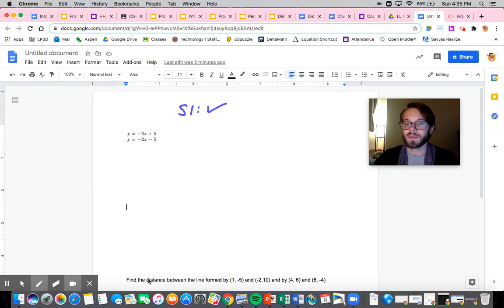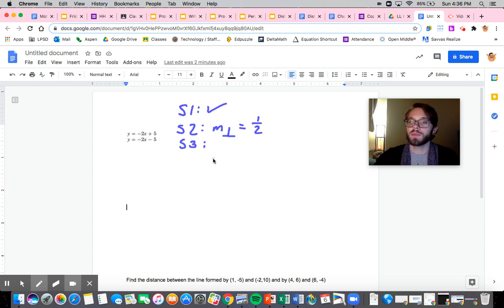So here's what we're going to do now. We need to find the perpendicular line, so we need to find the perpendicular slope. So step two, find the slope. Well, the slope here is -2. The perpendicular slope is 1/2. Okay, so now what do we need to do? Well, let's move on to step three.